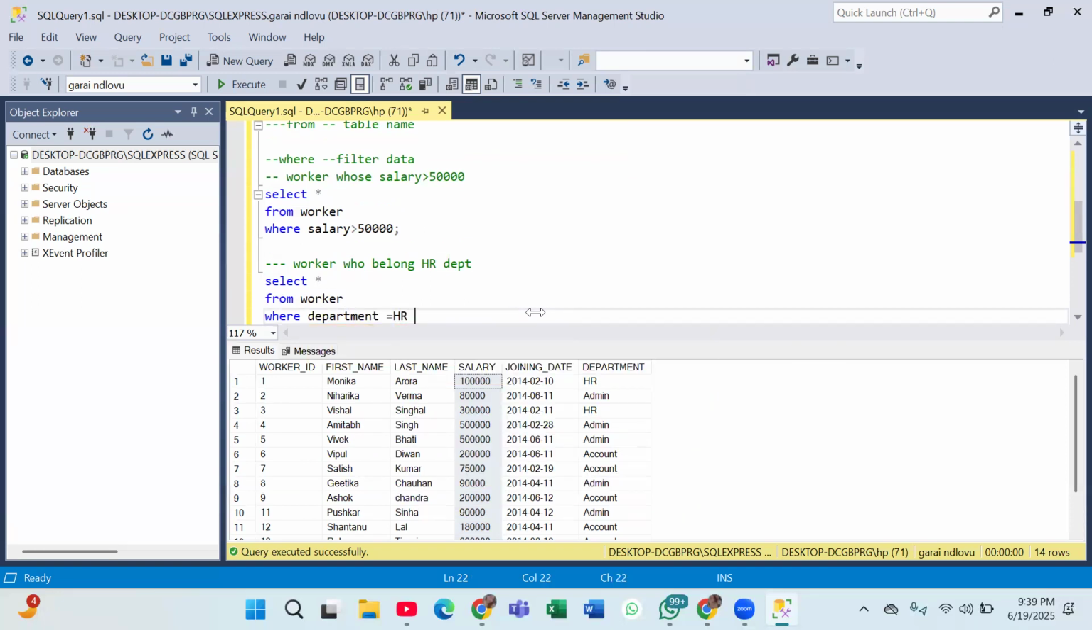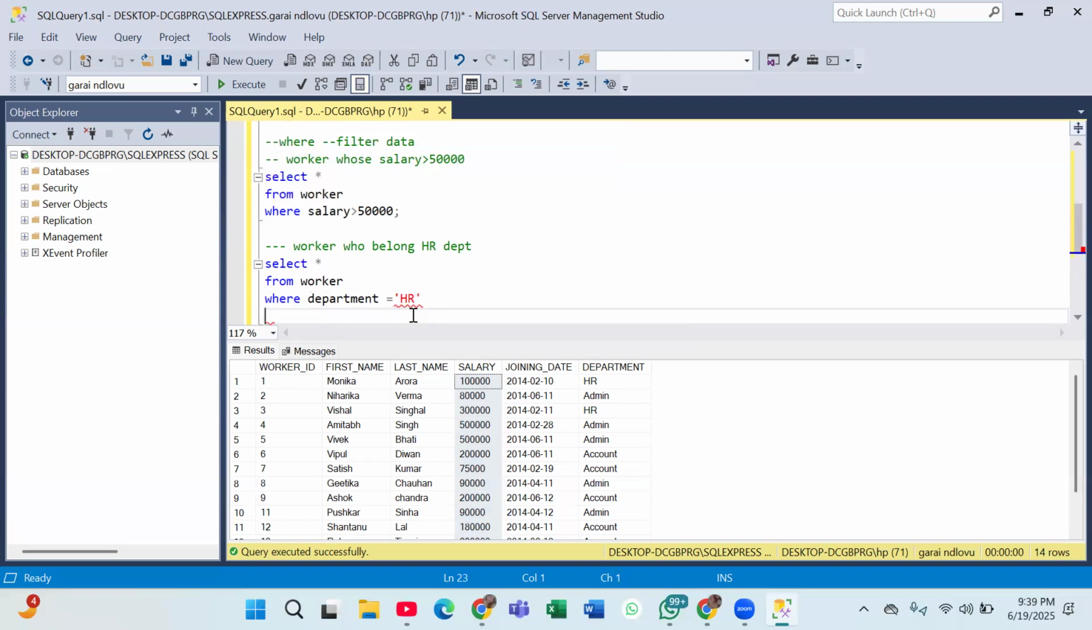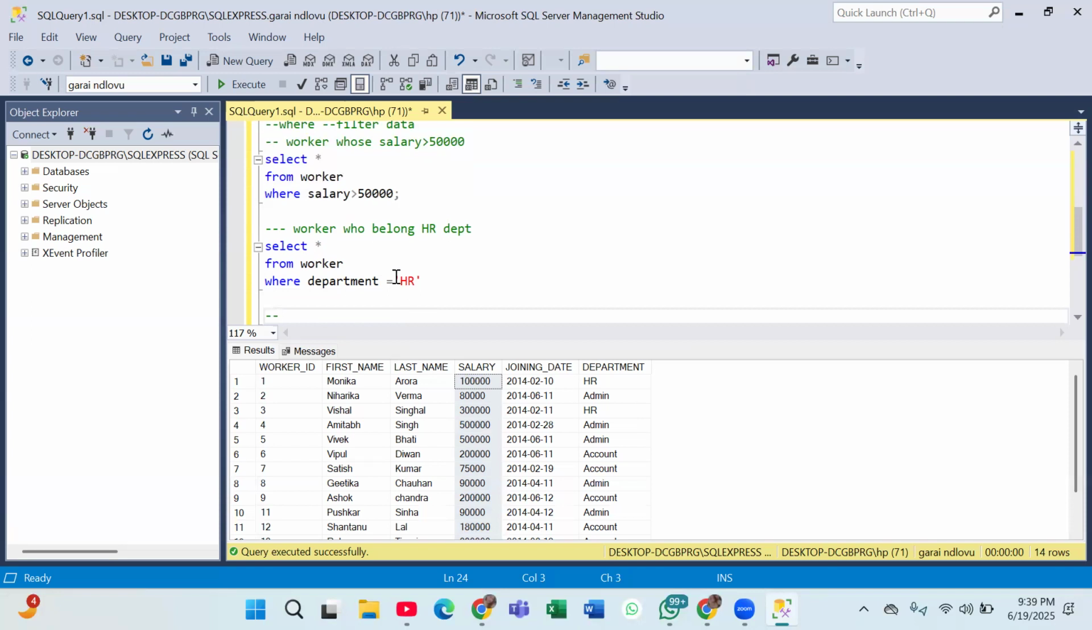How many of you think that this is correct? No. Why no? This is a string, right? So your string will always be in inverted commas. What are the things that will be in inverted commas? Your string, your date, and time as well, guys. Time will also be in inverted commas. Is this clear?